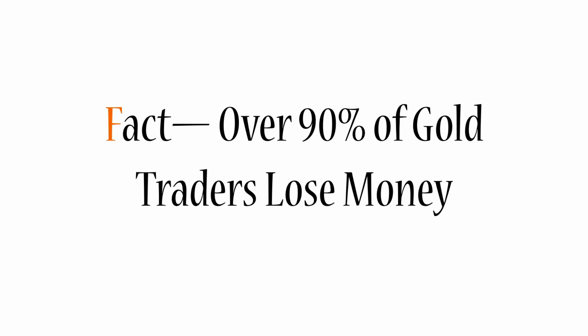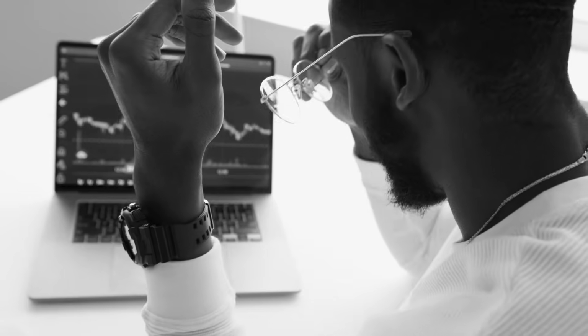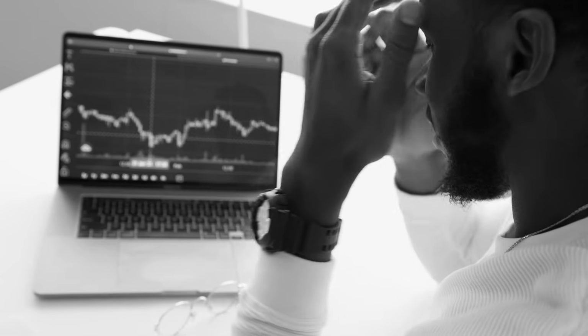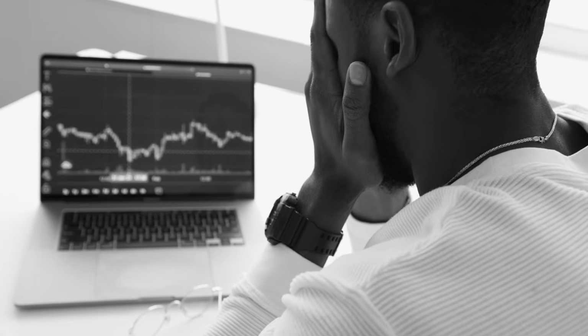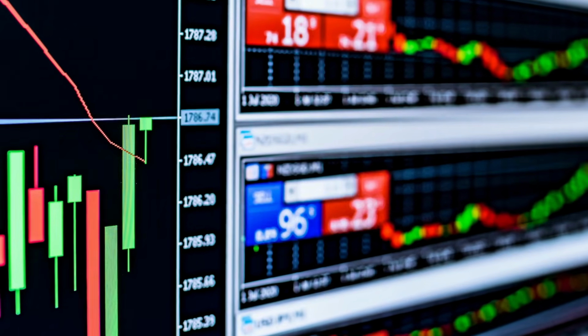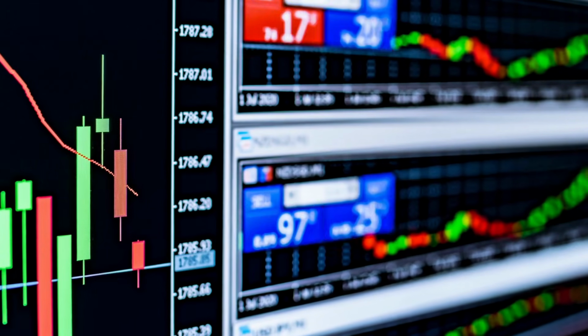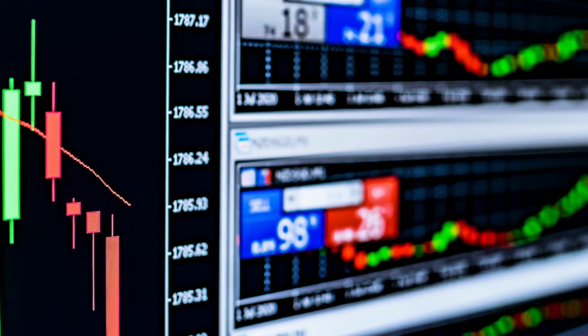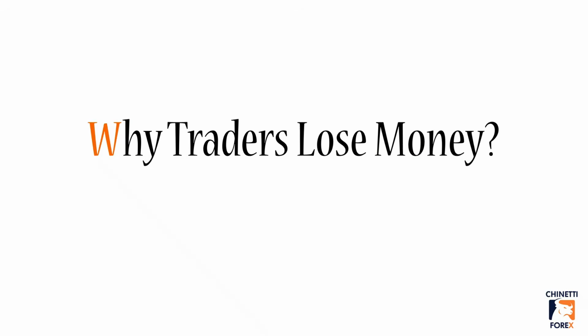So let's be really honest here for a minute. Over 90% of gold traders lose money. Because if you've lost money trading gold recently, you're not alone, and it's not entirely your fault. Gold is a highly volatile market. That means it can give you big profits, or massive losses, in just a matter of minutes. But there are very common patterns we see over and over again that destroy traders.